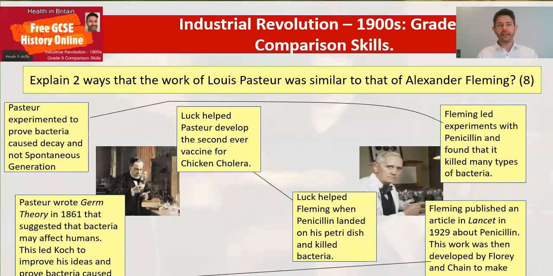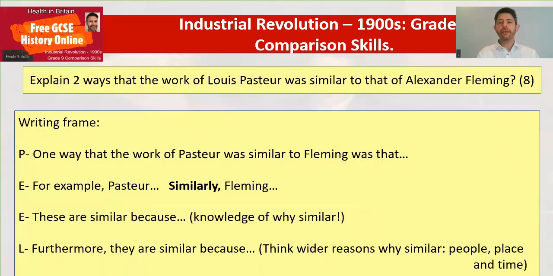Both of them rely on luck. Both of them did experiments. And both of them wrote something that somebody else then improved. All right, so there's some obvious similarities there, really. Factors help: communication of books, luck, experimentation. I think factors are often the best way of coming to terms with this question, the key factors that you're taught in the topic. So how are we going to write this then?